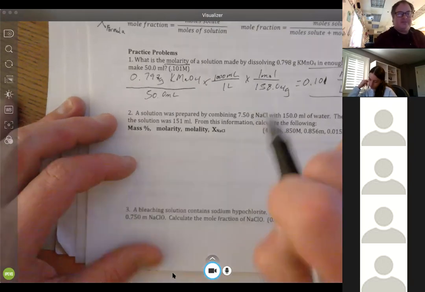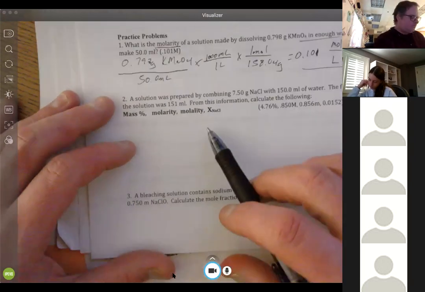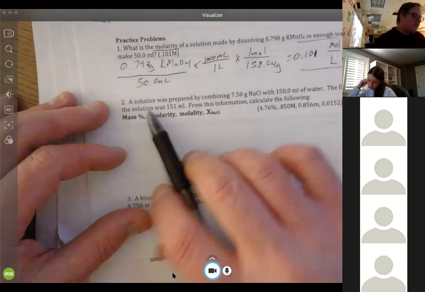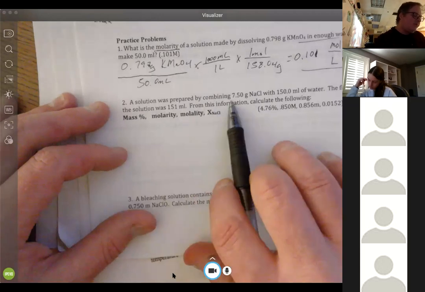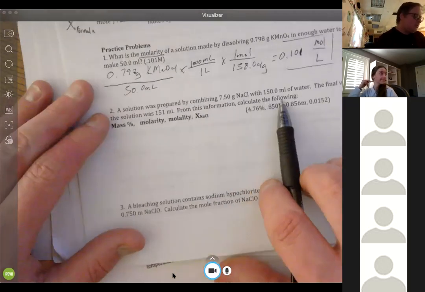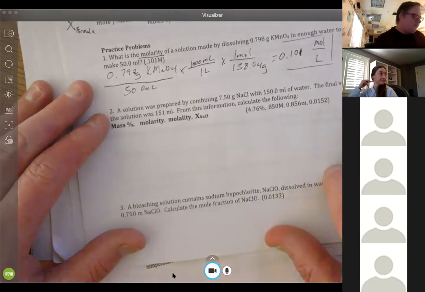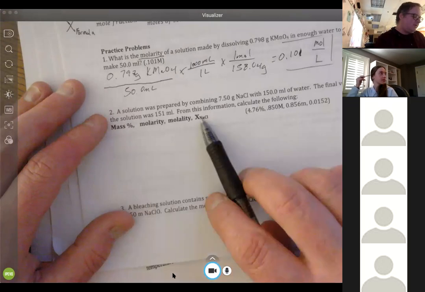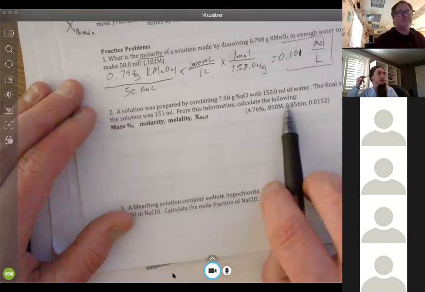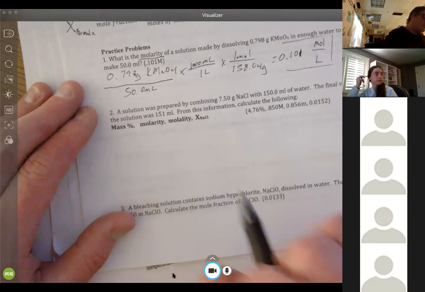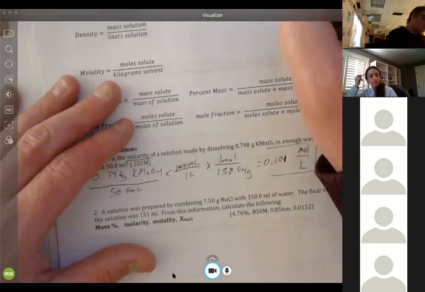All right, are we ready for the tough stuff? A solution was prepared by combining 7.50 grams of sodium chloride with 150 milliliters of water. The final volume of the solution was 151 milliliters. From this information, calculate the following: mass percent, molarity, molality, and mole fraction. Should we assume that the density of water is 1 gram per milliliter?